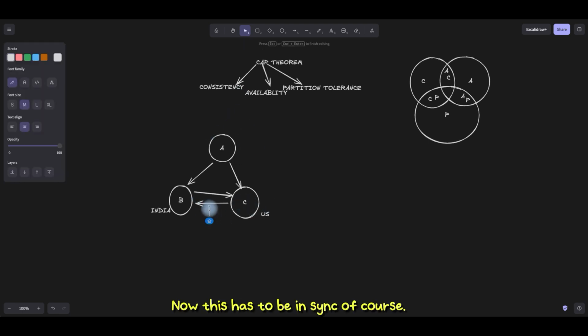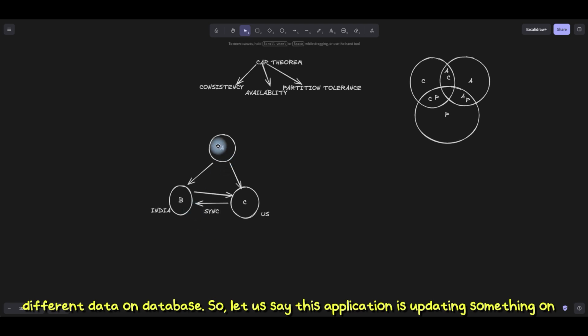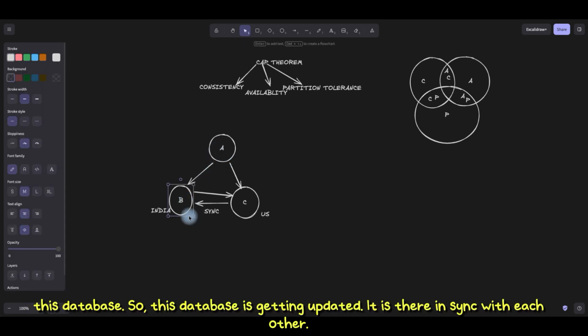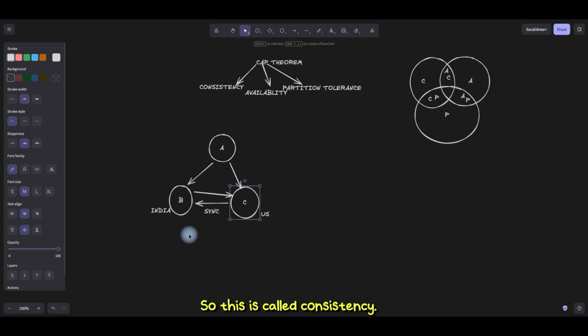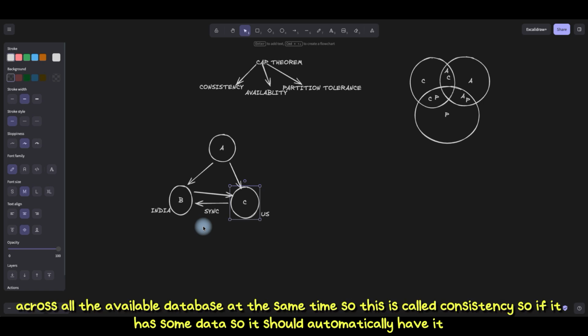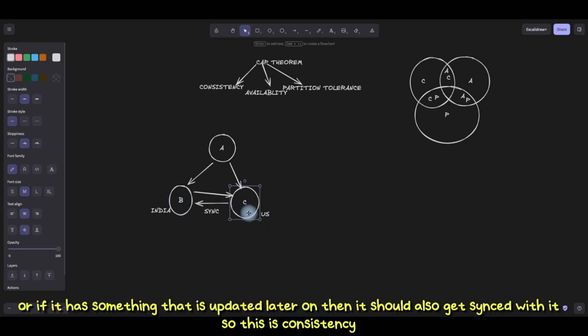Now this has to be in sync, of course, because we don't want different data on the databases. So let's say this application is updating something on this database. So these databases are getting updated. They are in sync with each other. So this is called consistency. What is consistency? Consistency means having the same data across all the available databases at the same time. So if it has some data, it should all automatically have it, or if something is updated later on, it should also get synced.